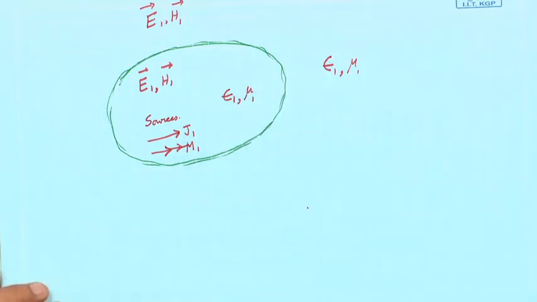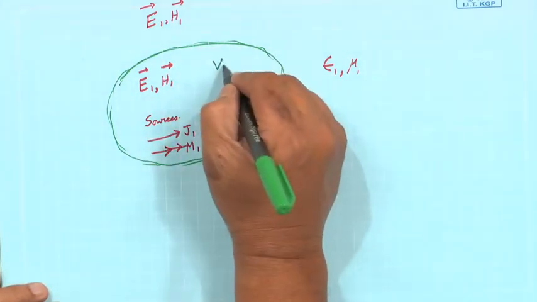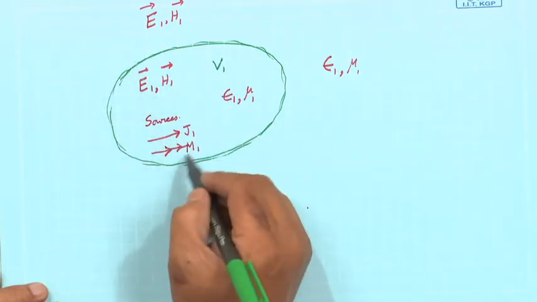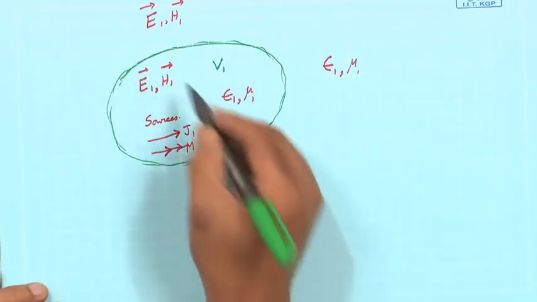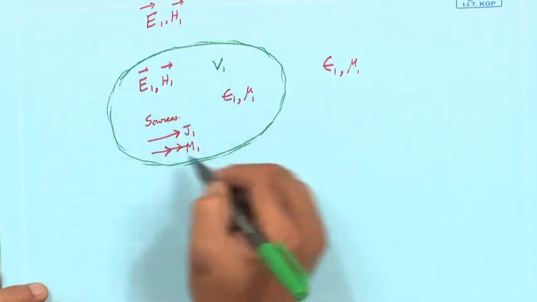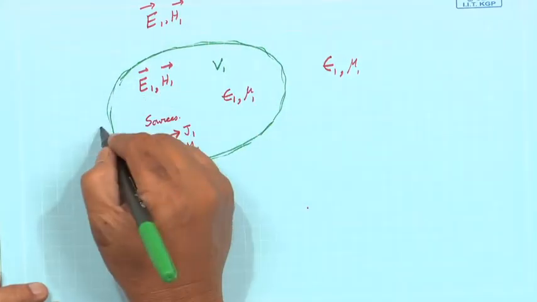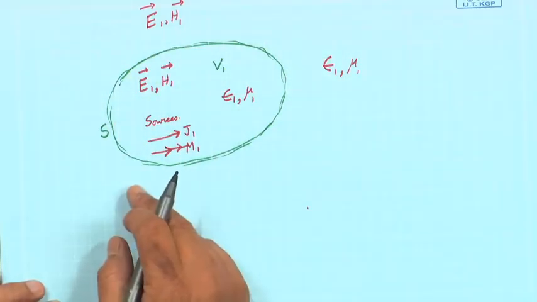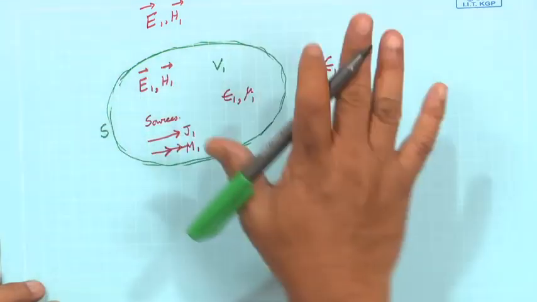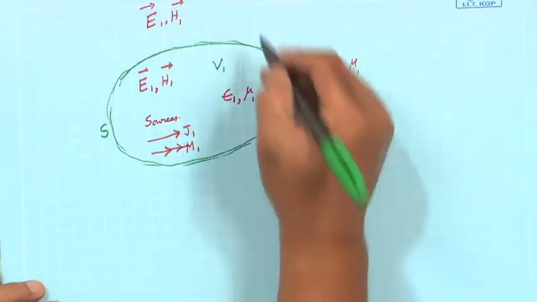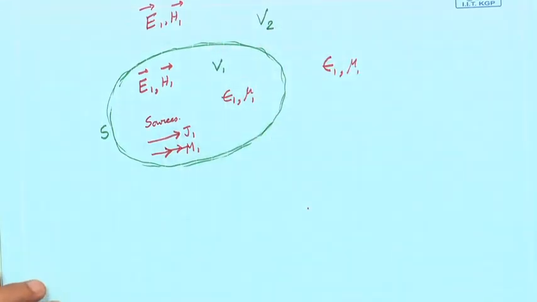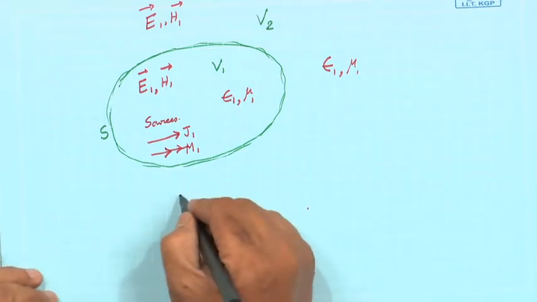Okay. Now, you see that this is a closed surface. Why? Because it is completely enclosing the sources. This is hypothetical, I have taken this. Let me name this surface S, a closed surface S enclosing this volume V 1. Everywhere there are the same things, and the volume outside of this surface let me call V 2. So, this is my actual problem.